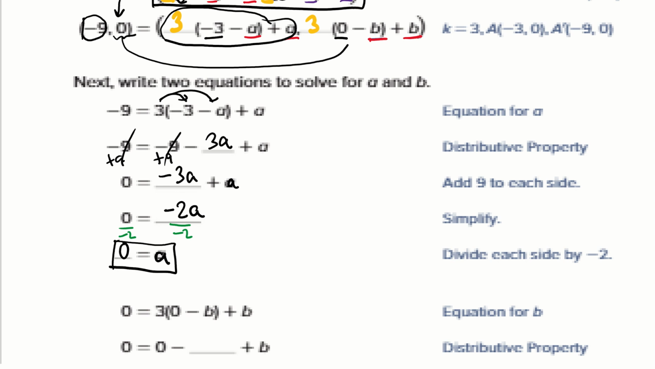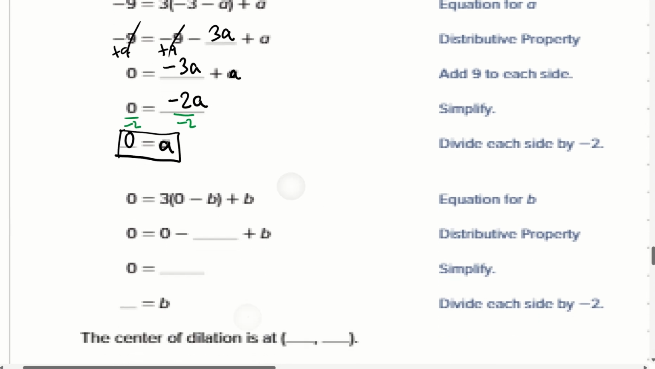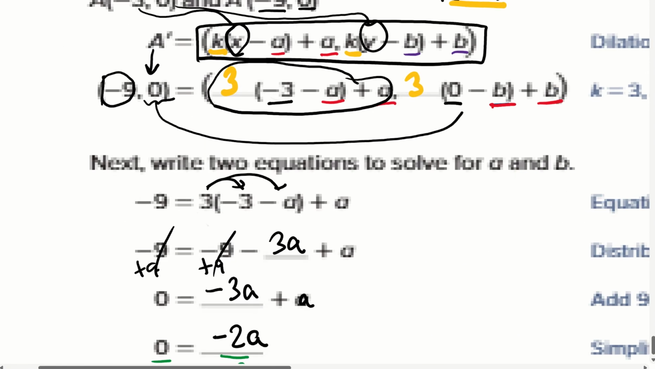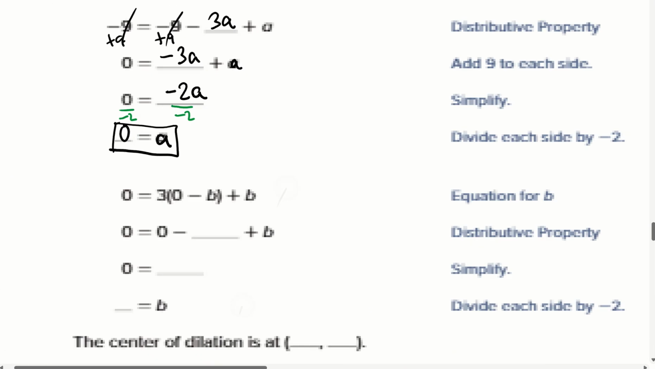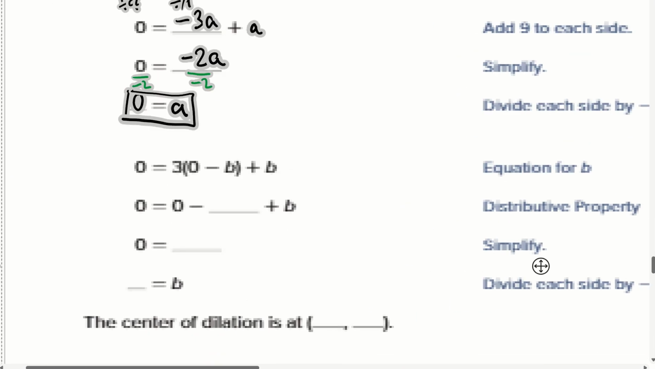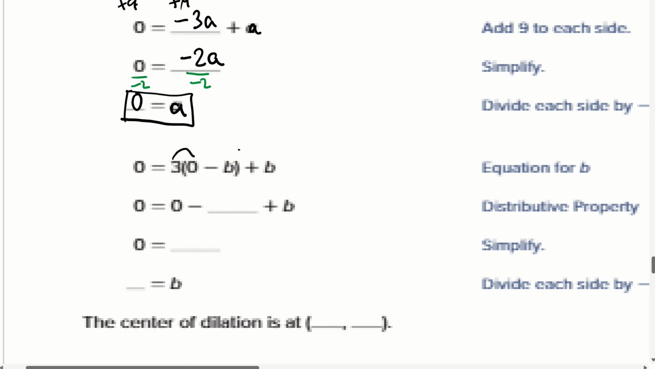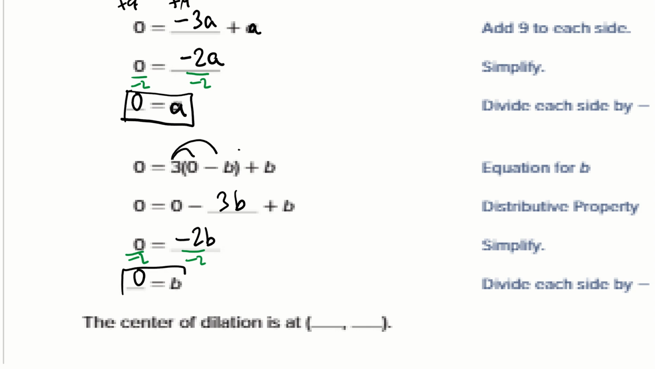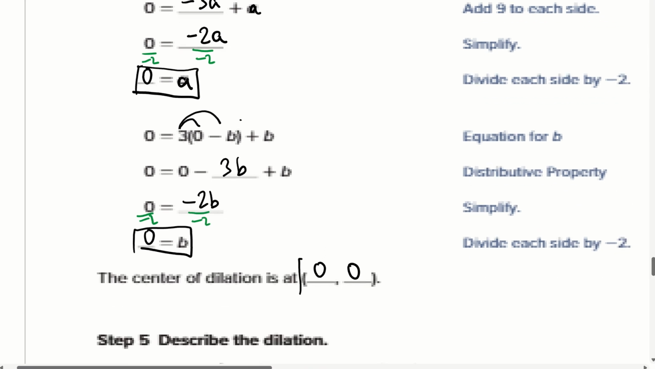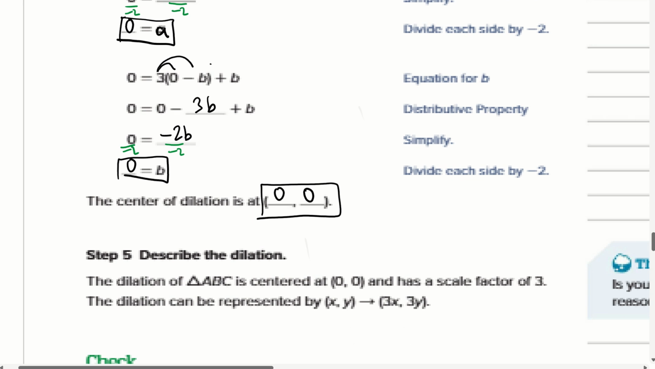All right, so we got A. Now let's do the second equation. Remember, the second equation is 0 equals that part. Okay, so let's solve for B, shall we? Distribute. 3 times 0 is 0. 3 times negative B is negative 3B. Now we're going to combine our like terms. Negative 3B plus 2B is negative 2B. Then we divide by negative 2 on both sides, but we know that that gives us 0. So B is equal to 0. That means the center of dilation is actually at the origin. It's actually at 0, 0. Okay, that's how you find the center of dilation, guys.